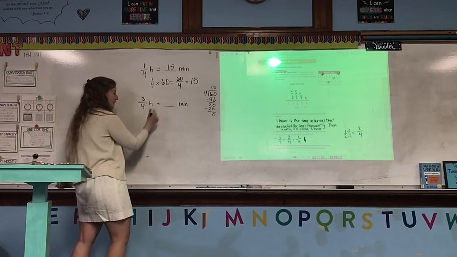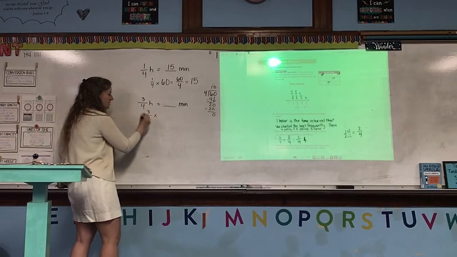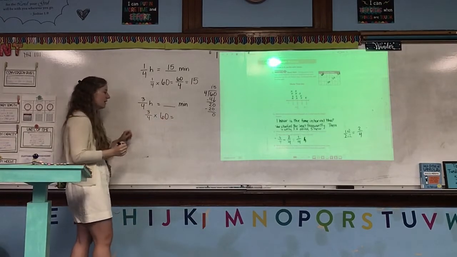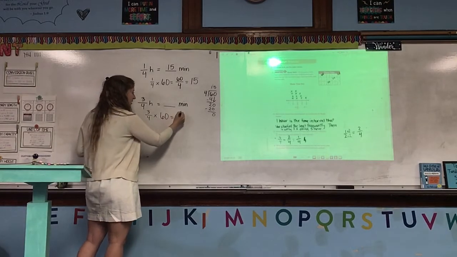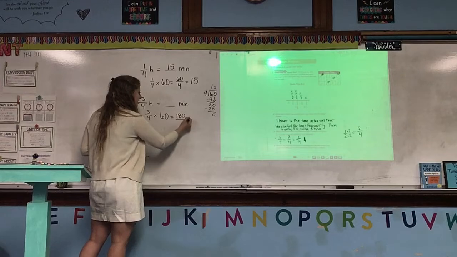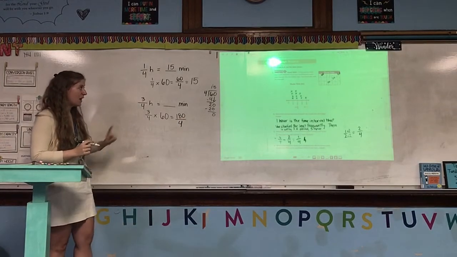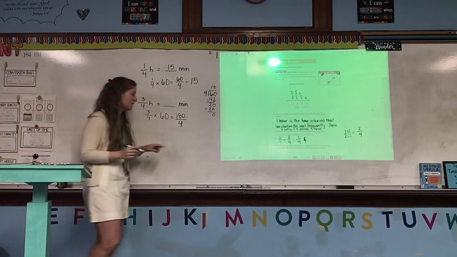Well, I know big to small. I'm going to multiply. Start with what I know, which is 3/4. Multiply it by the number of minutes in an hour. Multiply the numerator by the whole number. 3 times 60, I know using basic facts and patterns, is 180. My denominator stays the same. I have to turn it into a whole number or a mixed number.